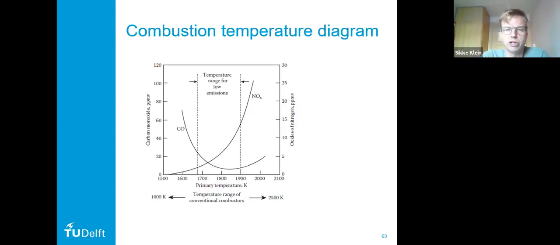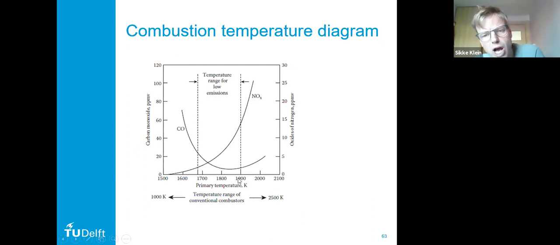And this is a typical diagram, and it's really easy to understand. So what happens here is you really try to control your combustion temperature. I think these are typical numbers, but they depend a little bit on the pressure ratio and things like that. So the premix temperature, you really want to control in this area.